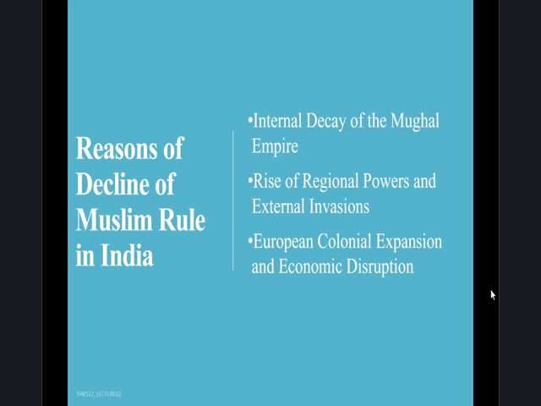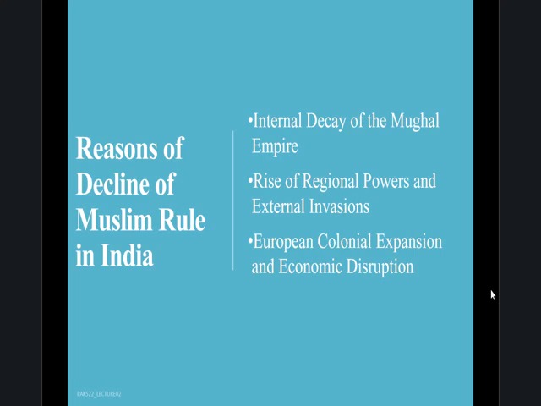The second reason, that is, the rise of regional powers and external invasions. As the Mughal central authority weakened, various regional powers emerged, challenging the remnants of Muslim dominance. The Marathas, under dynamic leaders like Shivaji and later the Peshwas, expanded their influence across central and western India, frequently raiding Mughal territories and establishing a formidable confederacy. Their continuous military pressure further depleted Mughal resources and prestige.